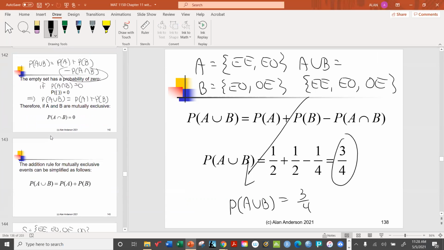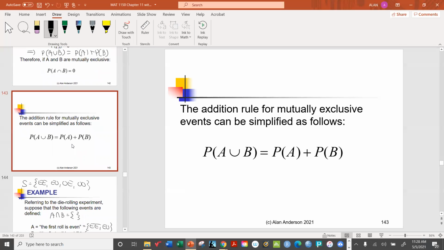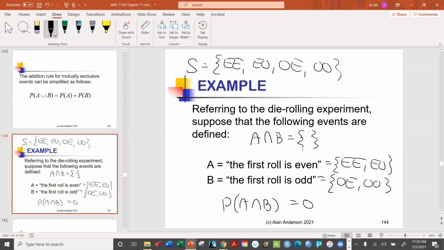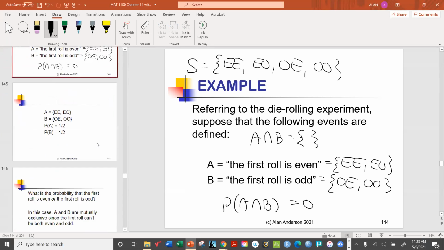Now we also started to introduce the simplified version of this rule, which says that if we have 2 events that are mutually exclusive, we don't need to bother subtracting this intersection because that probability is simply 0. So then we jumped ahead and we said, here's a case. Clearly A and B are mutually exclusive. They have no elements in common. So what's the probability of getting either A or B? It's really simple. I'm going to use the simplified addition rule. But first I want to note what these individual probabilities are.